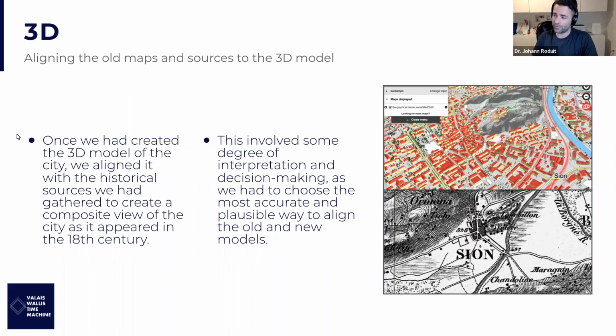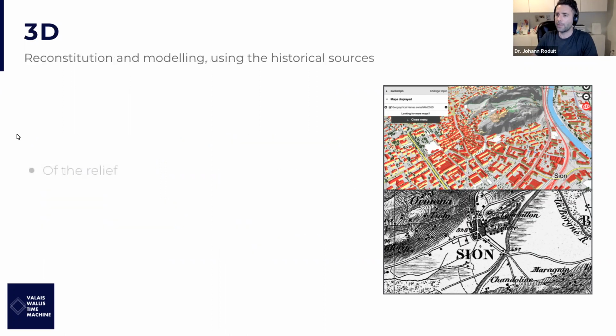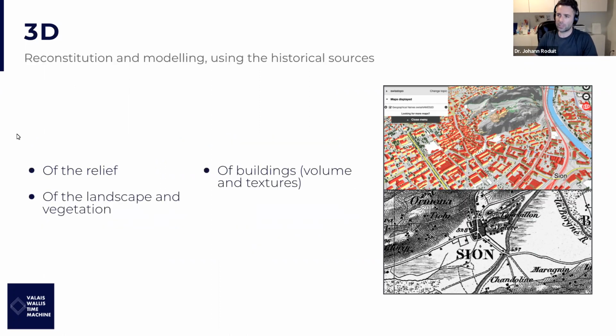This, of course, involved degrees of interpretation and decision-making. We had to choose the most accurate and plausible way to align the old and the new models. And here, that would always be a challenge, and it will come down, I think, to historical interpretation and choices that teams and historians would have to make. Then we were able to reconstruct and model using the historical sources.